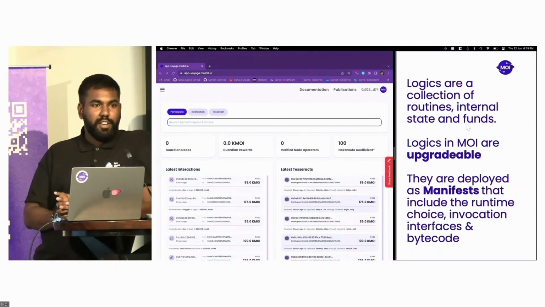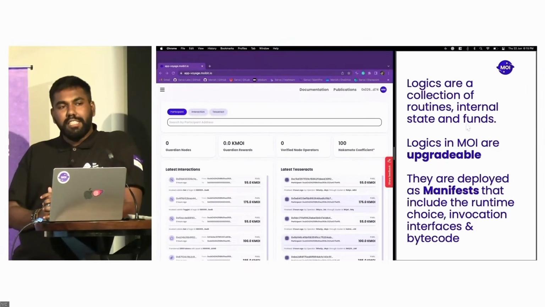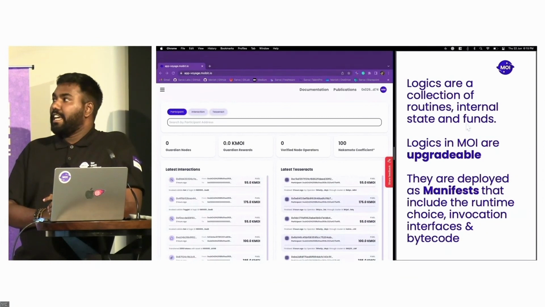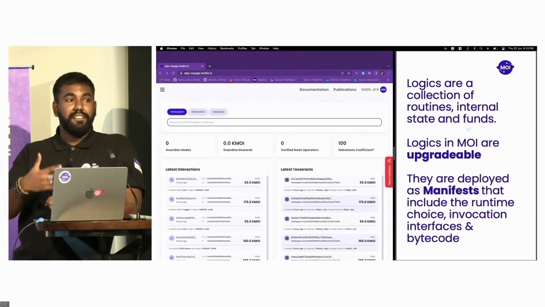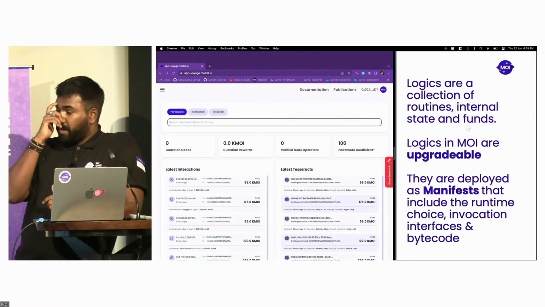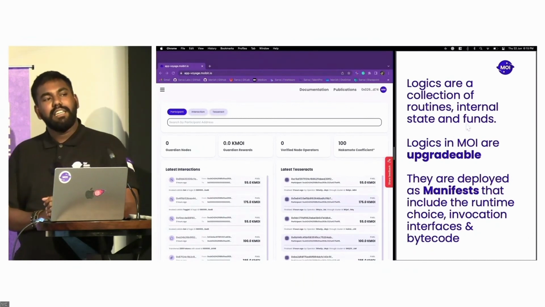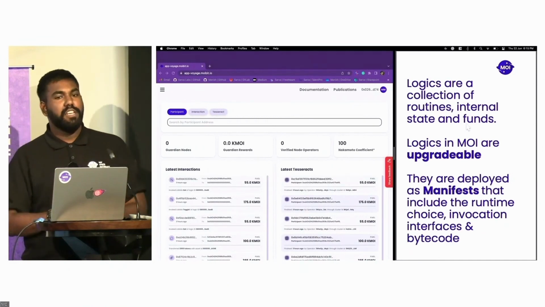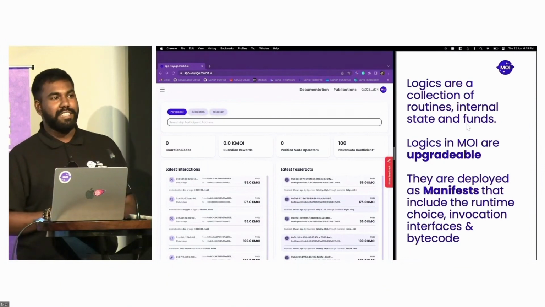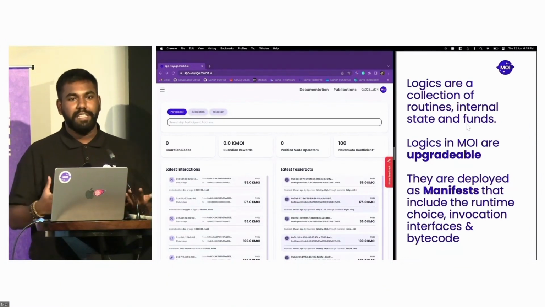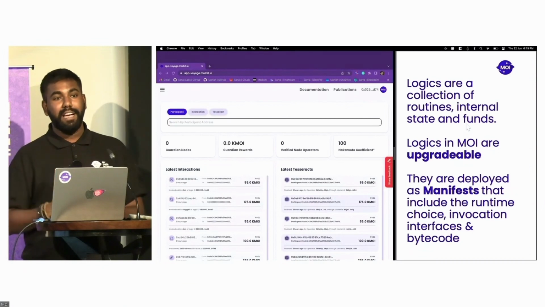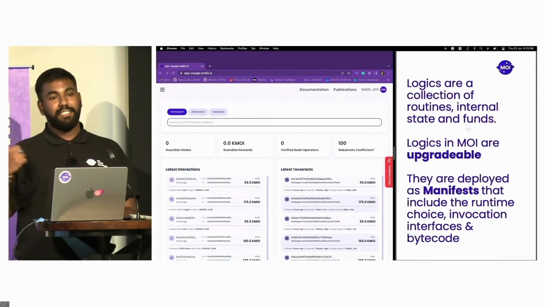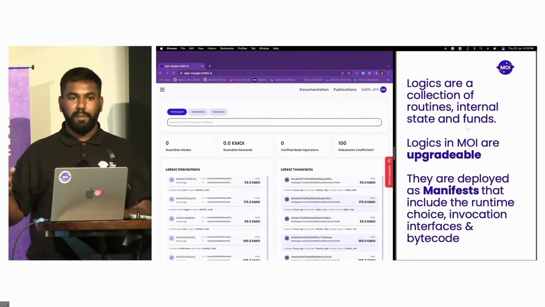The other most important part of logic deployment is that traditionally, when we deploy a smart contract, we deploy some simple bytecode, and in the EVM, the entire bytecode executes for every single call. But in our case, we have something unique called a manifest, which is basically a YAML or JSON file, human readable and inspectable, that is always deployed on chain. Smart contract developers might be familiar with having to store their ABI in their application. You don't have to do that in MOI because the ABI is a verified part of the chain data. So when you deploy a contract, the invocation interfaces, the bytecode, and the runtime of choice are all deployed all at once.